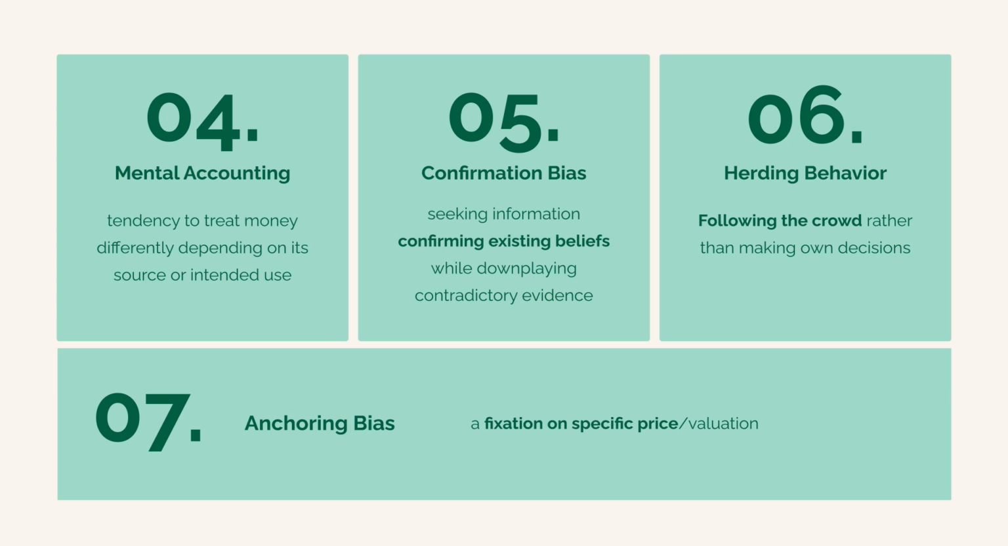This is where an investor is seeking information that confirms their own existing beliefs, and they also tend to downplay contradictory evidence. So this would lead to holding onto stocks for too long, and then that would lead to a loss, or they would lock onto poor investment strategies, which is not good for the long run. Another example of behavioral bias would be herding behavior. This is just following the crowd rather than making your own decisions, which leads to buying at peaks and selling in panics, and often copying other successful investors.